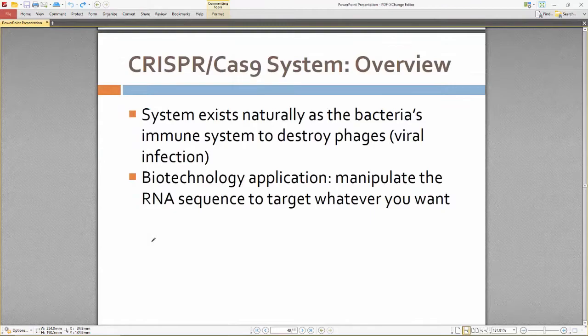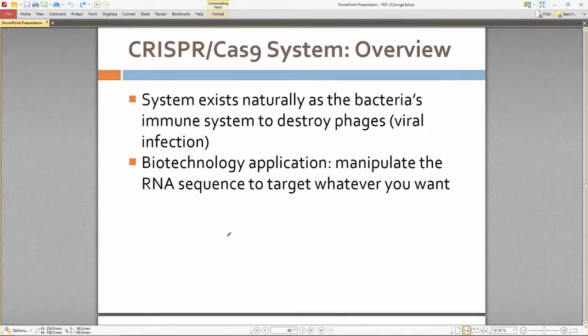So this system exists naturally as the bacteria's immune system to destroy phages. And there's a biotechnology application to CRISPR-Cas9 because using CRISPR-Cas9, you can manipulate the RNA sequence to target whatever you want. So the CRISPR RNA sequence, you can basically manipulate it to target any DNA that you could want.